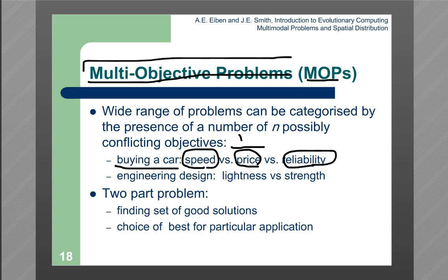Or sometimes you want to do engineering design. For example, you want to make a home. This home may be light and use less iron. It is lighter or it is stronger. It's more strong and more light.